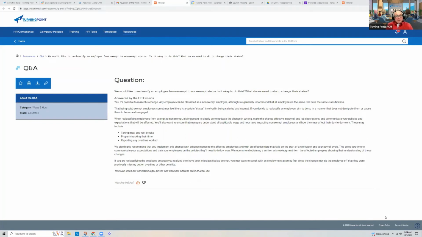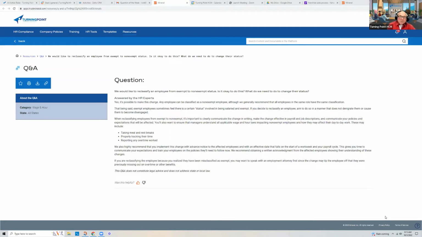Some of the things that could be affected by doing this are taking meal and rest breaks and when they can do that and all that sort of stuff. Tracking their time, right? So you may not have tracked time in the past, but now that they're hourly, you may need to track their time and report any overtime that is worked.